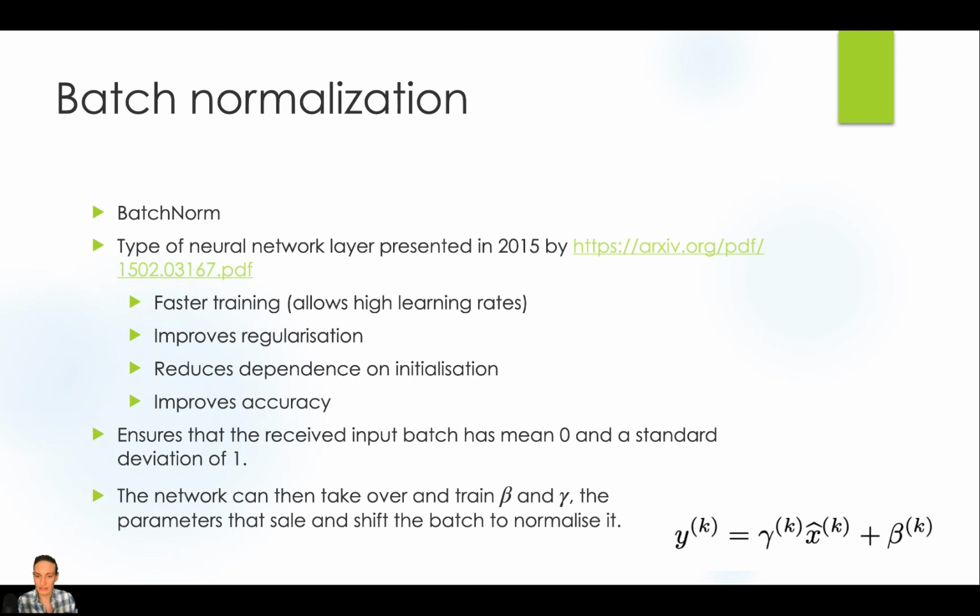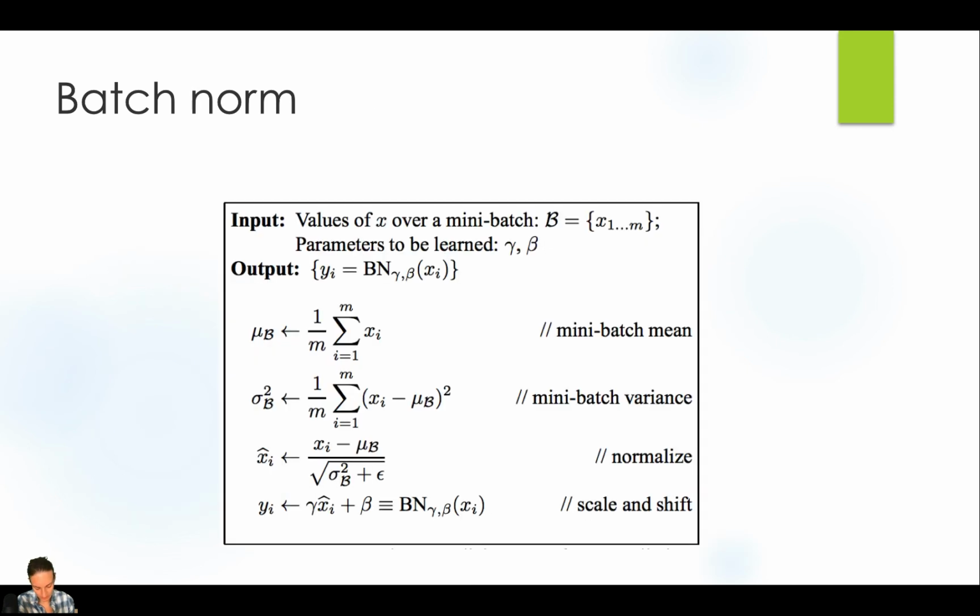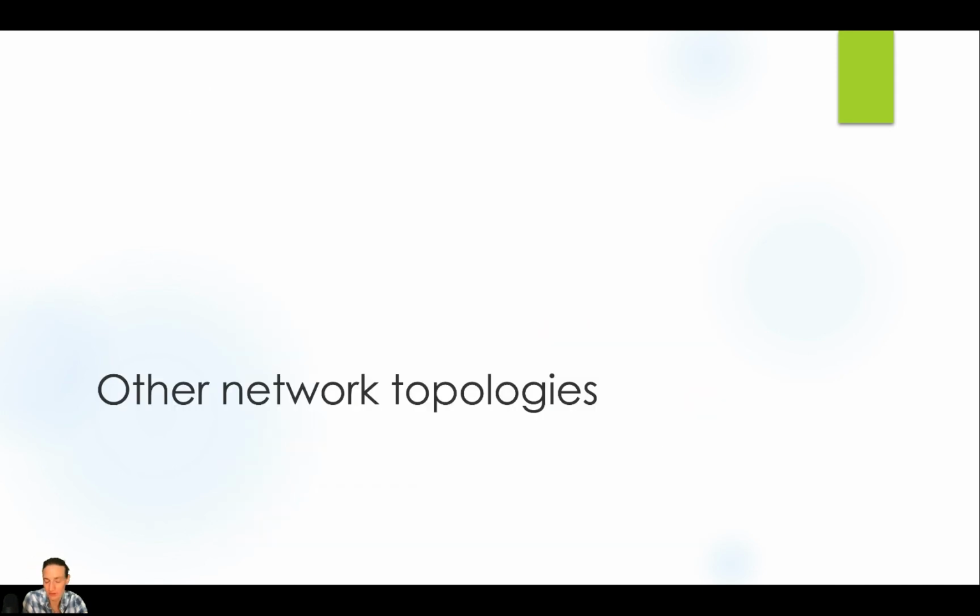Basically by ensuring that for each batch, the items or the instances are standardized with mean 0 and standard deviation of 1. Okay, so then we shift and scale the training instances. And what's interesting here is that the network during training can actually optimize this gamma and beta coefficient. So this one is trainable. Using batch norm gives us a lot of benefits.